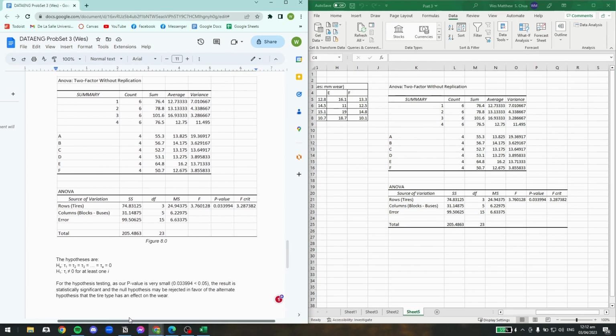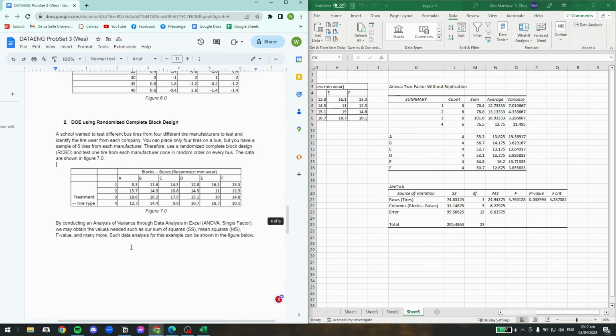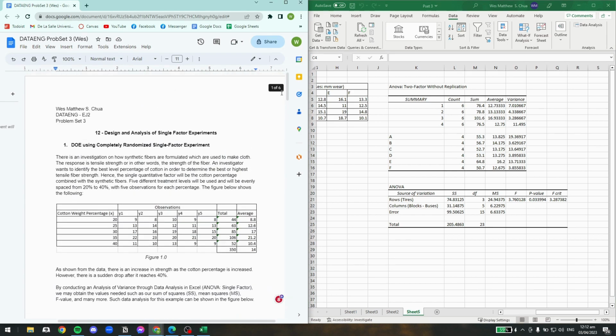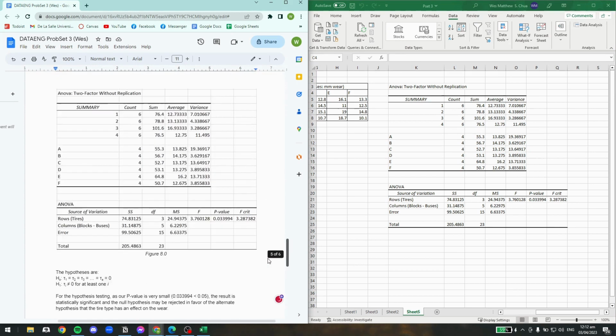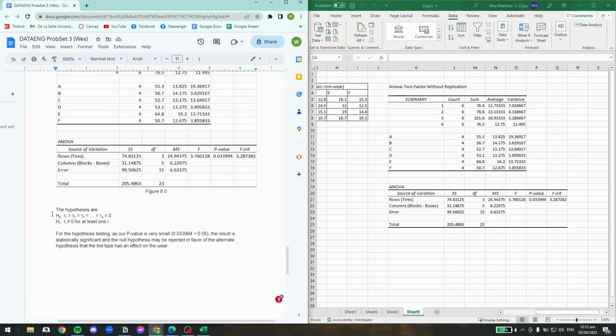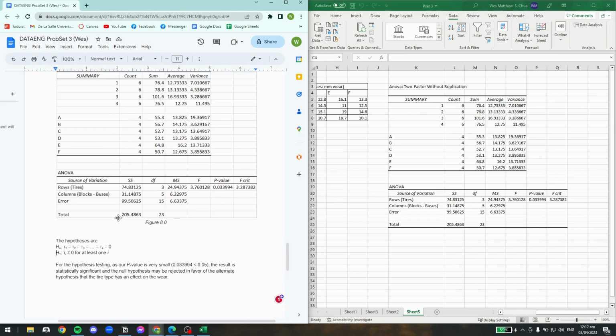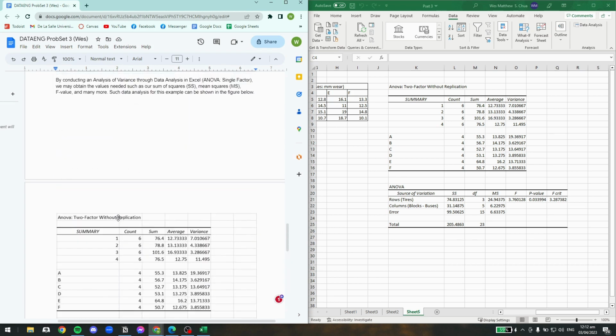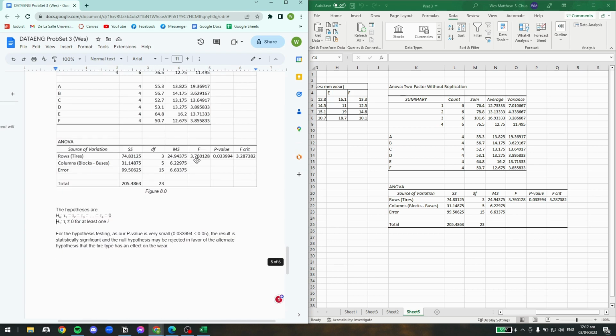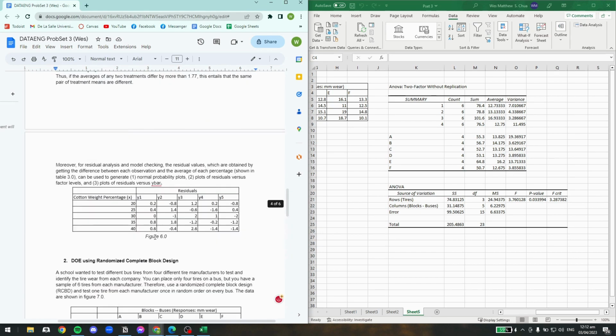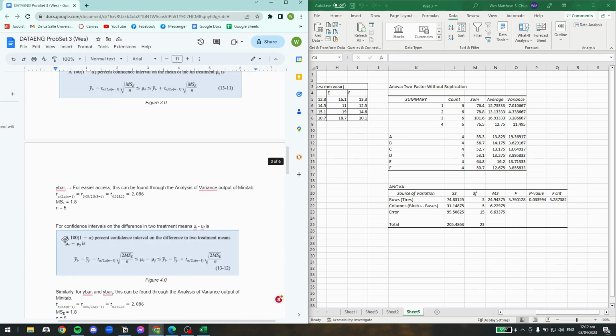Similar once again to the first topic, the completely randomized single factor experiment, our hypothesis stays the same. Our null is that it doesn't make a difference, or that the tire type does not have an effect on the wear, while our alternate is that the tire type does have an effect on the wear. So we can do the same strategy wherein we compare the calculated F value to the 3.76 that we got from the ANOVA, similar to what we did in the first topic.